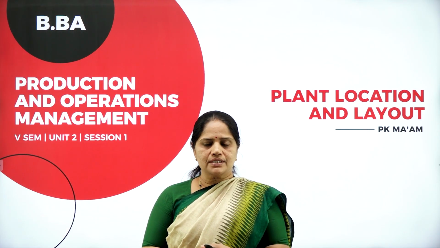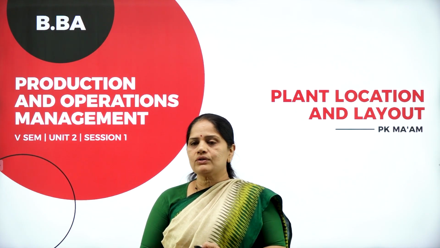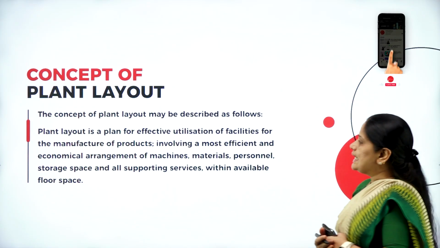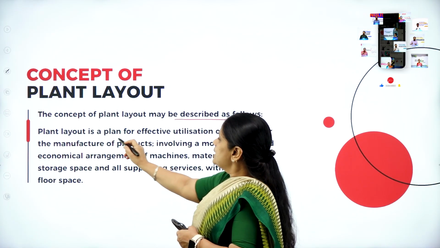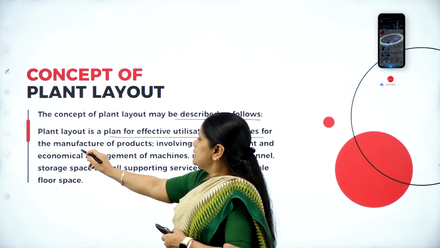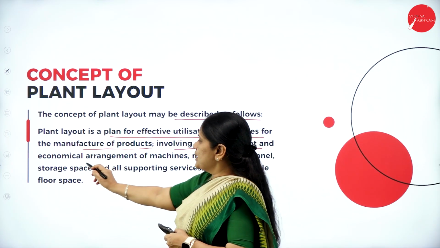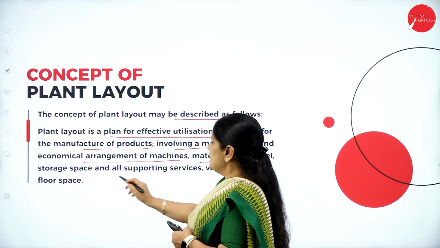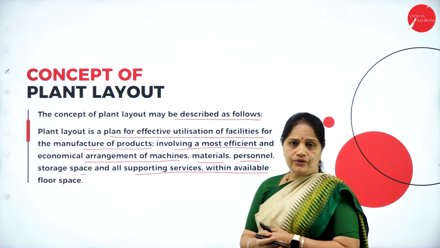In this unit 2 of session 1, we will be learning about what is plant layout and the functions of plant layout. So, the concept of plant layout. The concept of plant layout may be described as follows. It is a plan for effective utilization of facilities for the manufacture of products involving a most efficient and economical arrangement of machines, materials, personnel, storage space and all supporting services within available floor space.